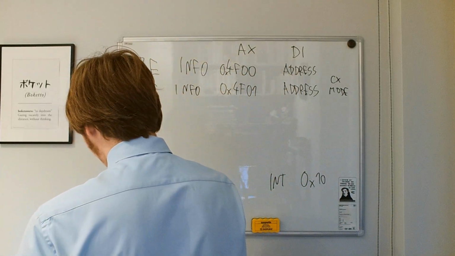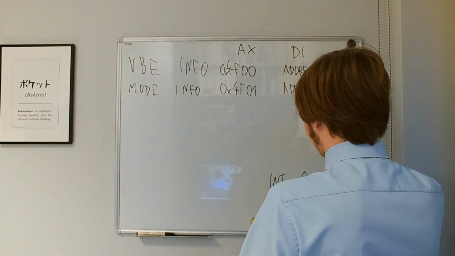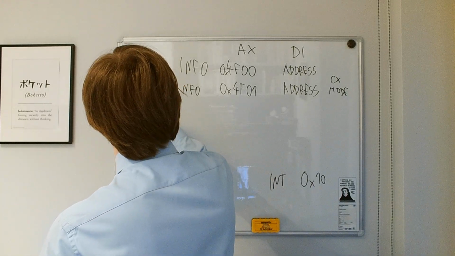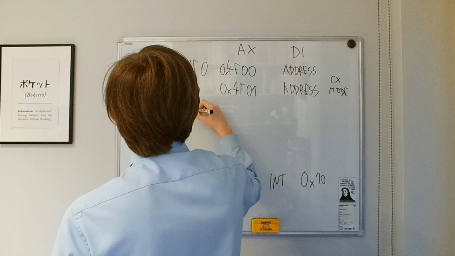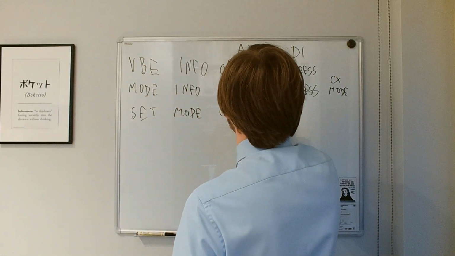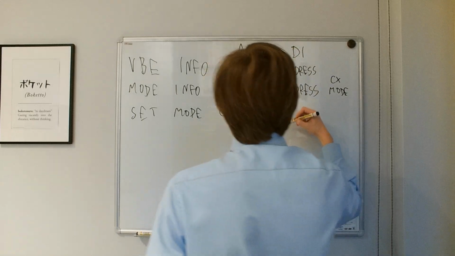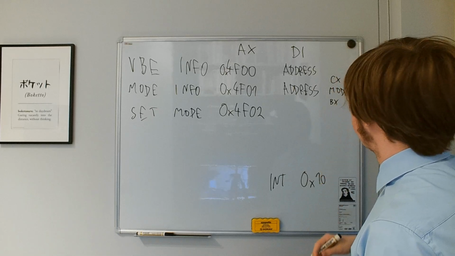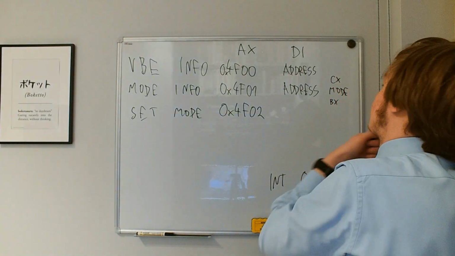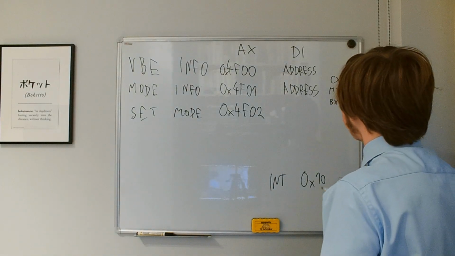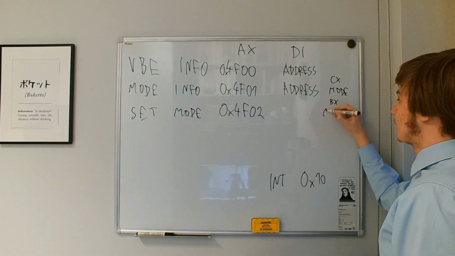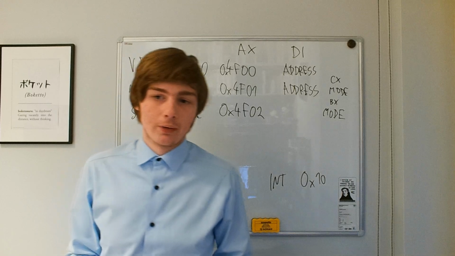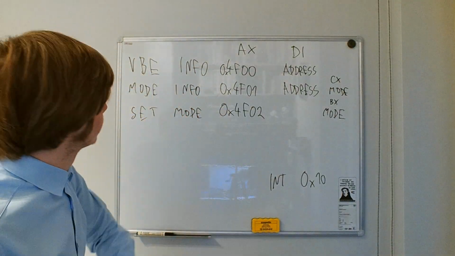And then once you've found a mode that you like, and you have this mode ID, you can set the mode using the instruction 4F02. Here you don't use the DI register because you're not storing any information. And as BX, you're going to place your mode. So that's pretty much the entire procedure.